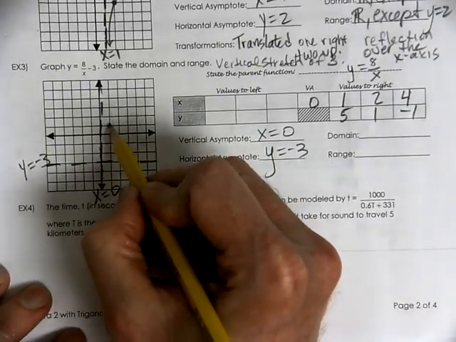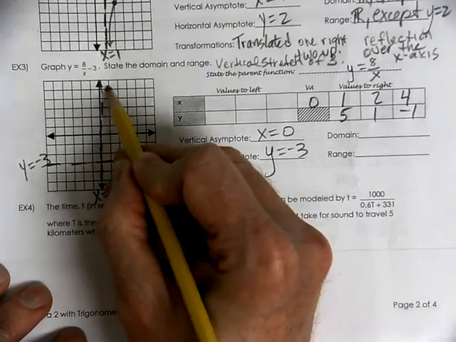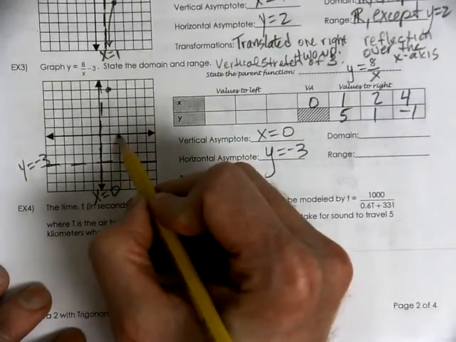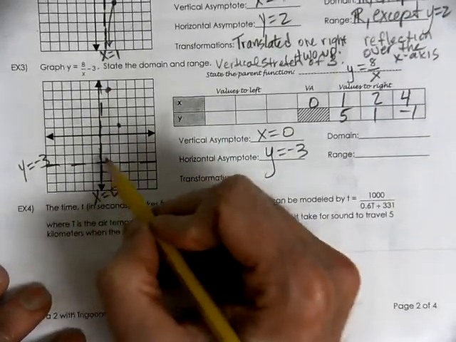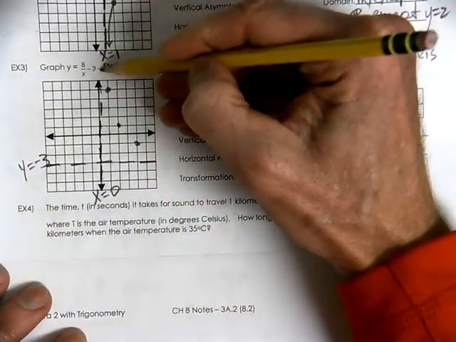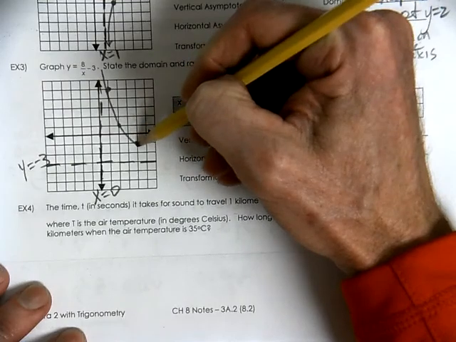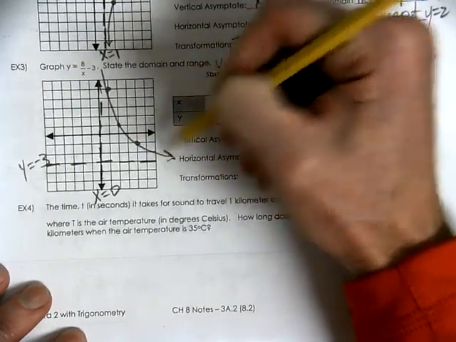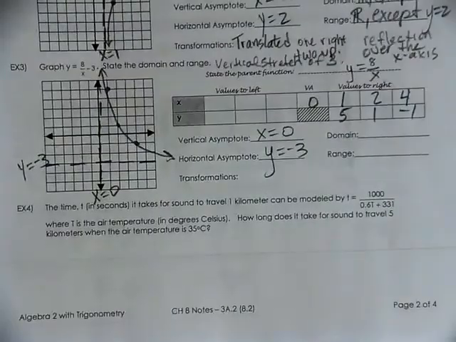When x is 1, we're way up at 5. When x is 2, we're at 1. And when we're out at 4, we're at negative 1. Notice that we're dropping down and curving towards our asymptotes.